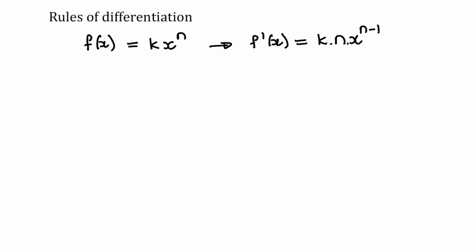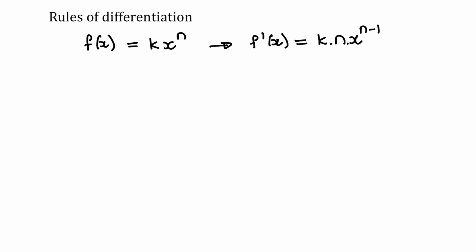For the first rule of differentiation, we have f(x) equals k, which is a coefficient, times x to the power of n. And if I find the derivative of f(x), we have f'(x), and we say that we take k times n, which is the exponent of x, times x, and then we subtract 1 from the exponent. So let me show you how that looks.